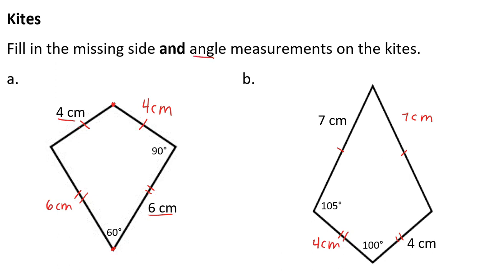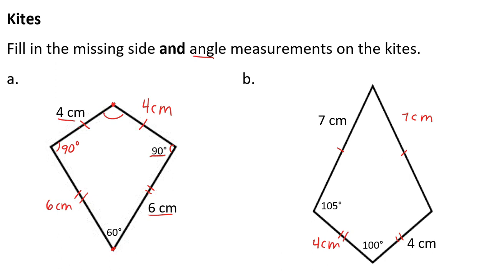Now let's look at their angle measurements. The angles created by the adjacent sides that are not equal create equal angle measurements. So if this angle is 90 degrees, the angle opposite is also 90 degrees. I still have to fill in one more angle on my kite.